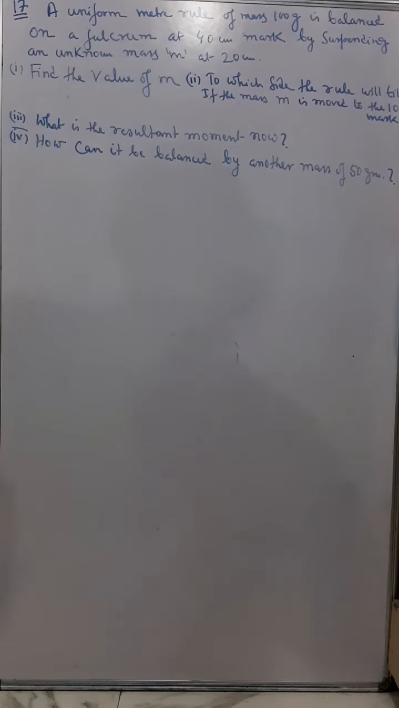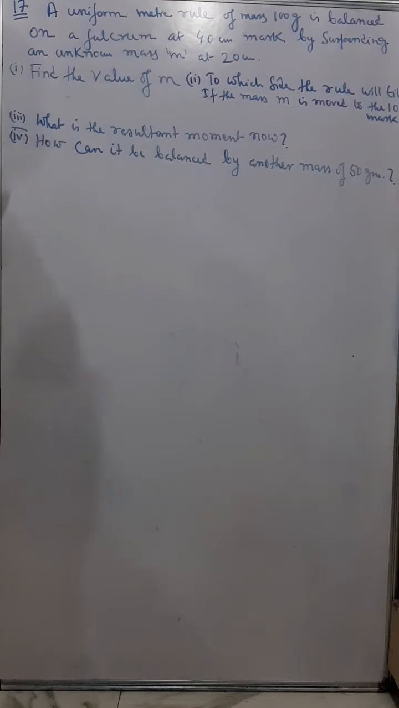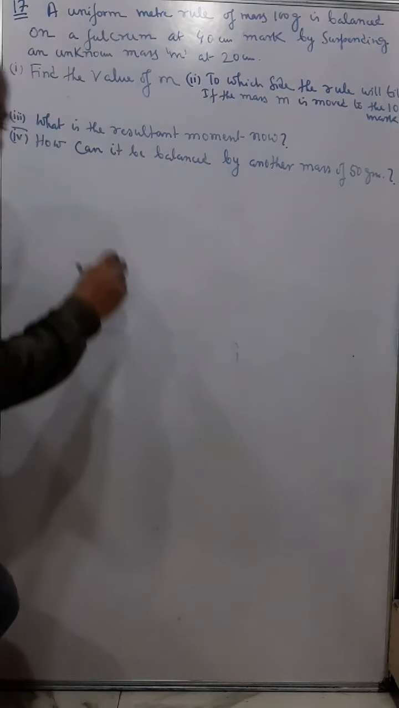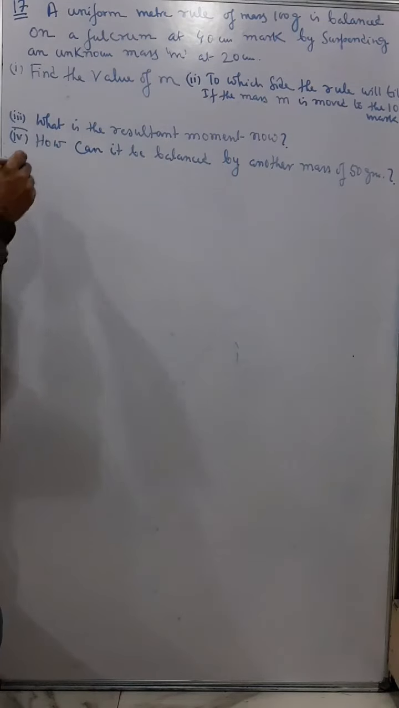Okay, now see this sum. A uniform meter rule of mass 100 gram is balanced on a fulcrum at the 40 centimeter mark by suspending an unknown mass m at 20 centimeter. So first we have to find the diagram, and then we have to find the value of m. So the diagram is very important here.